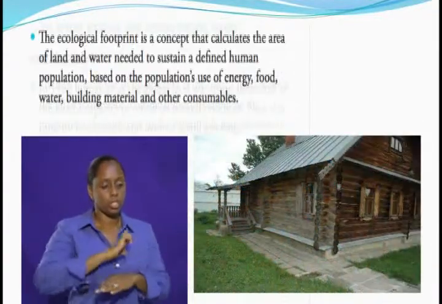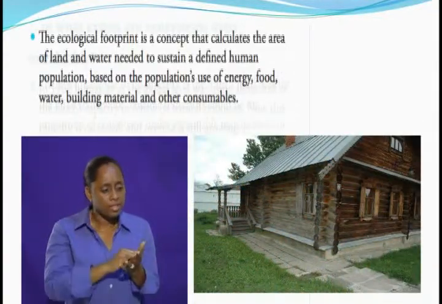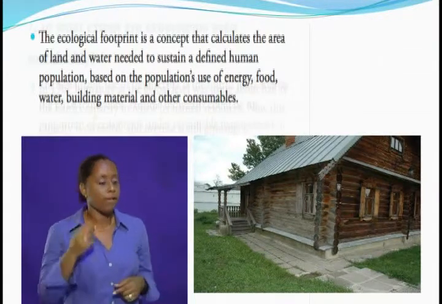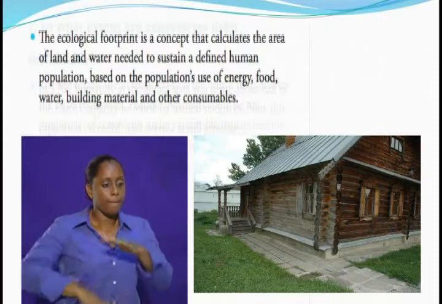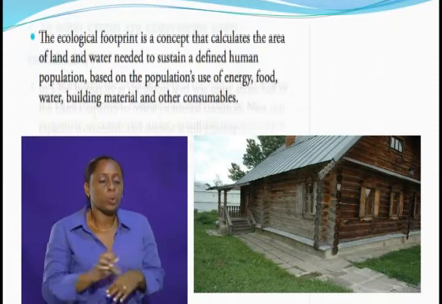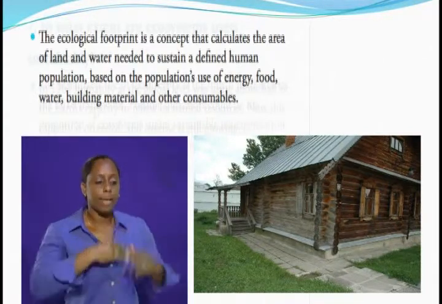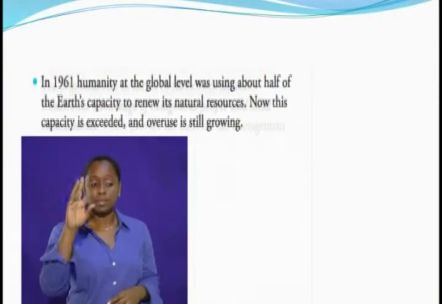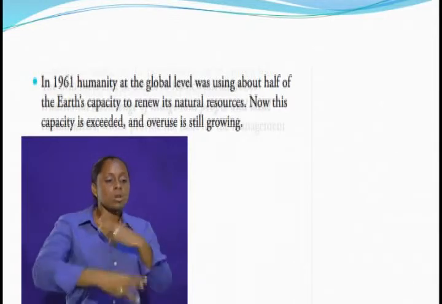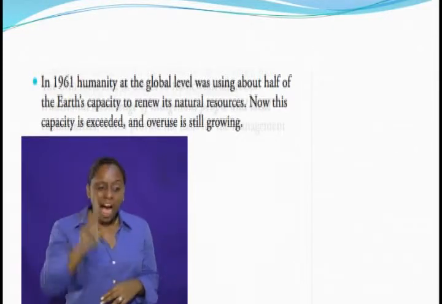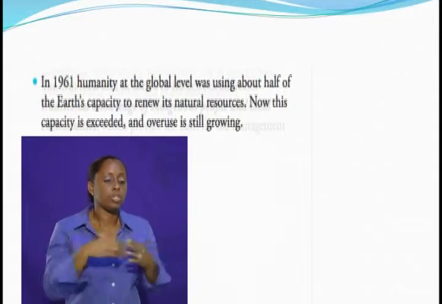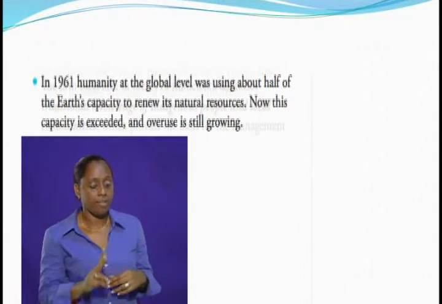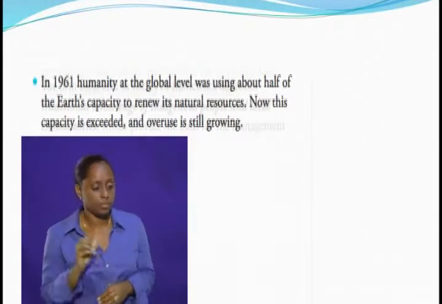The ecological footprint is a concept that calculates the area of land and water needed to sustain a defined human population, based on the population's use of energy, food, water, and building material and other consumables. In 1961, humanity at the global level was using about half of the Earth's capacity to renew its natural resources. Now, this capacity is exceeded and overuse is still growing.